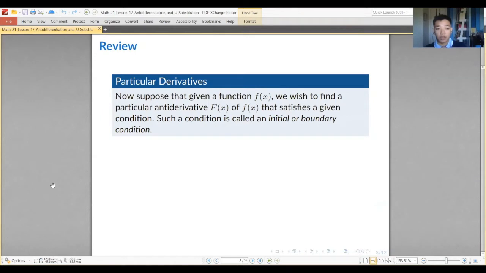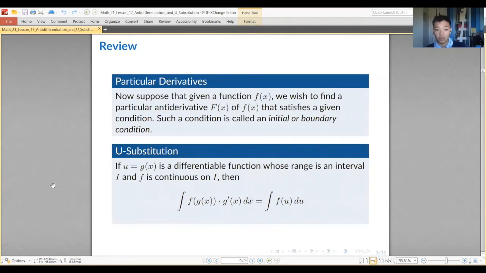Now we have the concept of particular antiderivatives. You wish to find a particular antiderivative capital F of x when you want your antiderivative to satisfy a given condition. Most of the time we call this condition the initial or boundary condition.